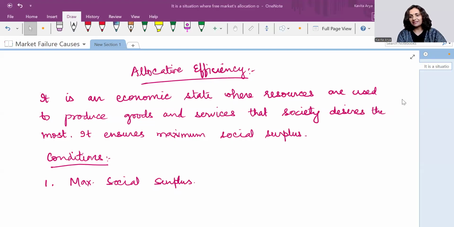Today's topic in hand is allocative efficiency. What does it mean? Let's understand. So, when we say allocative efficiency, before that, let's talk about the basic thing.